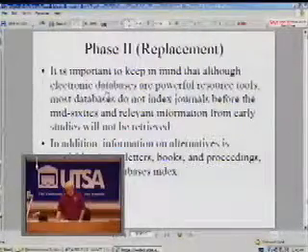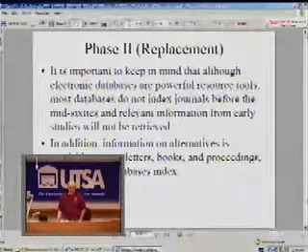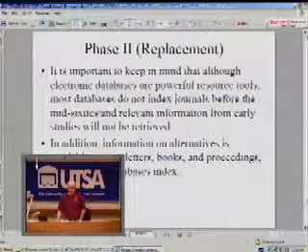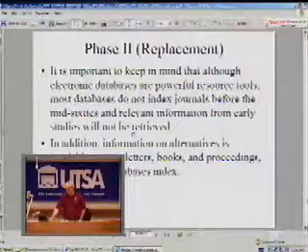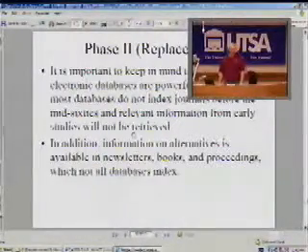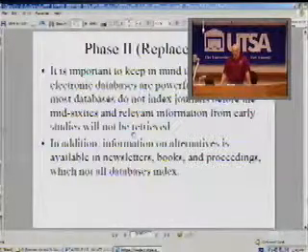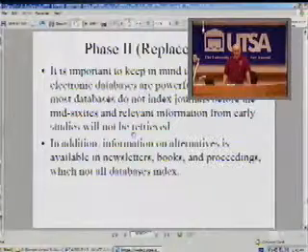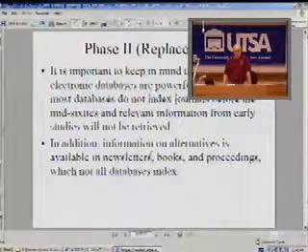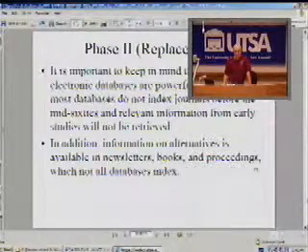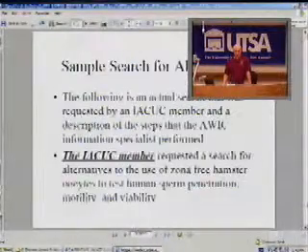It is important to keep in mind that although electronic databases are powerful resource tools, most databases do not index journals before the mid-60s, and relevant information from early studies will not be retrieved. So we can't be so bold to think that some aspect of our proposed studies, at least on a basic informational level, might not already have been completed prior to 1966, right? In addition, information on alternatives is available in newsletters, books, and proceedings, which are not always in database indexes.